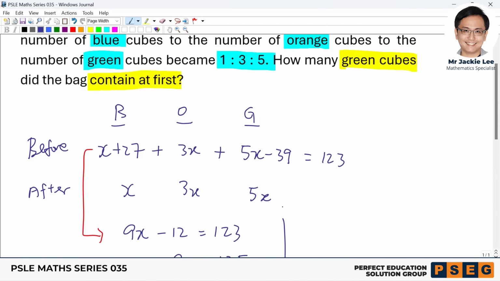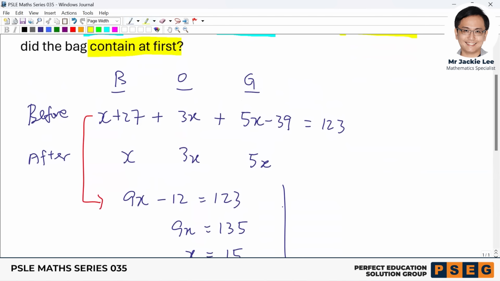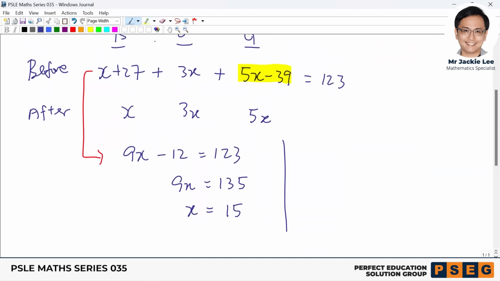How many green cubes are actually there at first? So the green one at first is this figure, am I right? So we are going to compute 5 times 15 minus 39, which is 75 minus 39, which ends up 36.